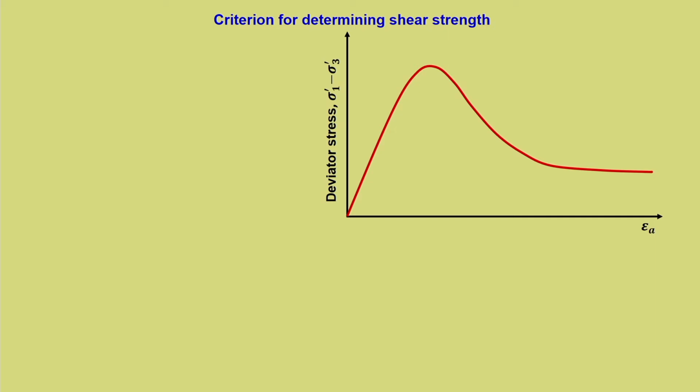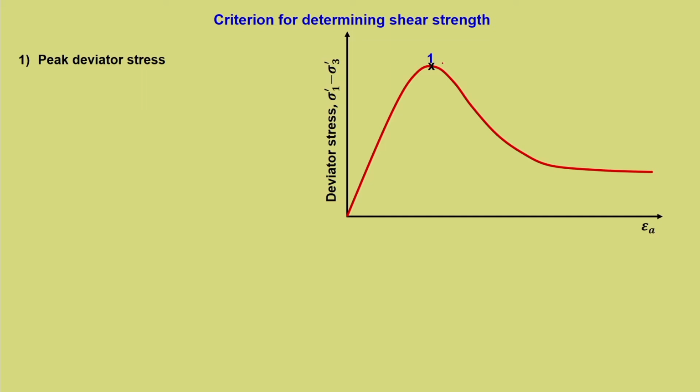Now, this is deviator stress versus axial strain; this can be volumetric strain as well. What are the different criteria? It is quite explicit that in such a case we can always take the peak as the criterion, provided we can identify the peak. So, the first one is peak deviator stress. Three samples we conduct in the triaxial testing. In all the three identical samples, we will consider the peak deviator stress. This is possible only if the soil that is tested is in a dense state or an overconsolidated state. So this is the first criterion for determining shear strength.